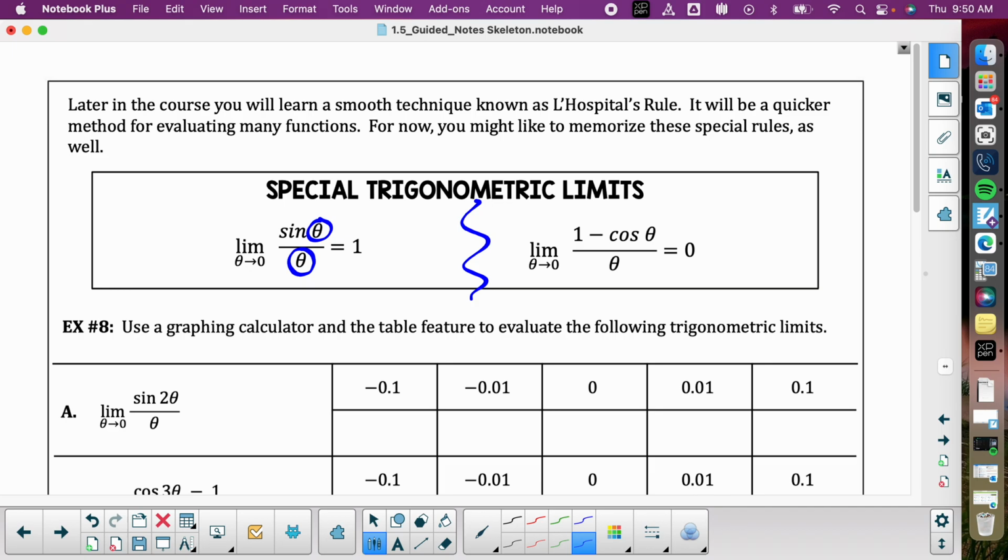Some people get confused between sine and cosine because you see them so often they look the same. That doesn't matter. How would you immediately know the difference between these two in an equation? What would be a giant difference that you could spot? One for the sine, one for the cosine, and then the numerator, one has a 1 minus.